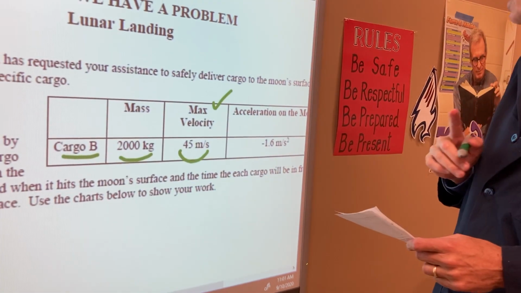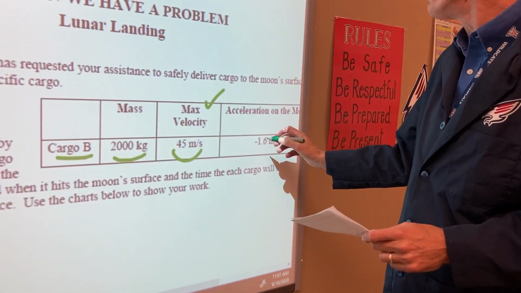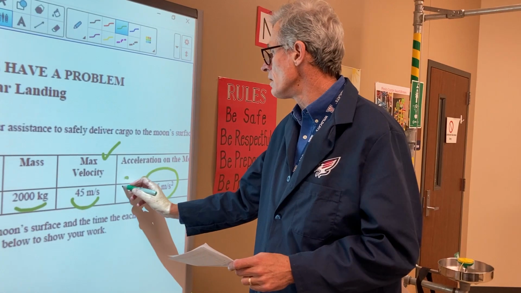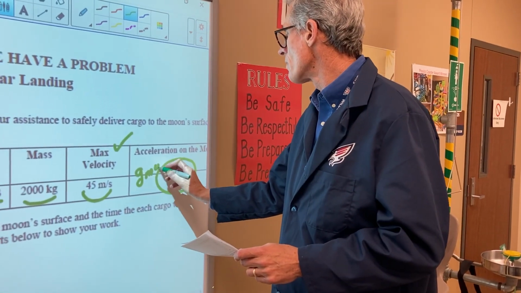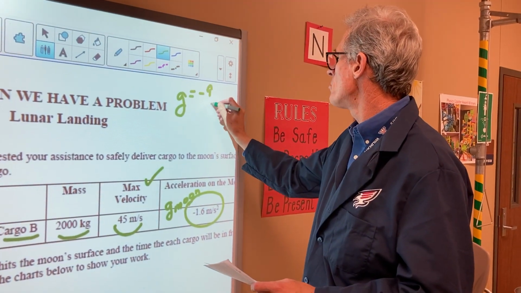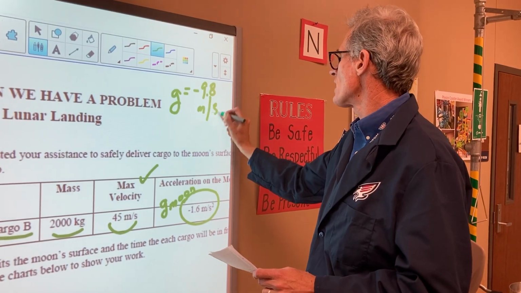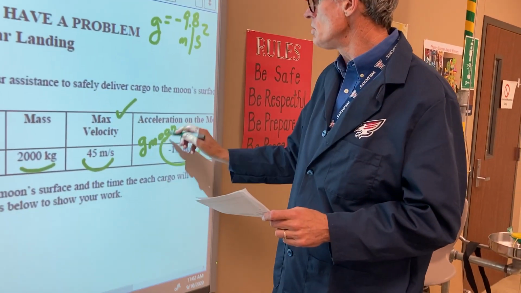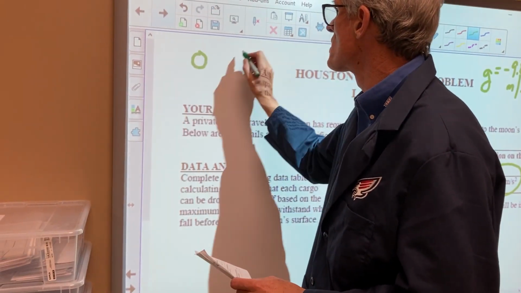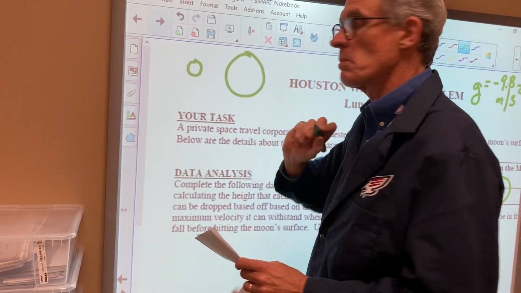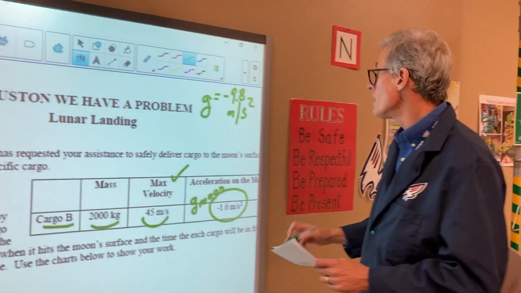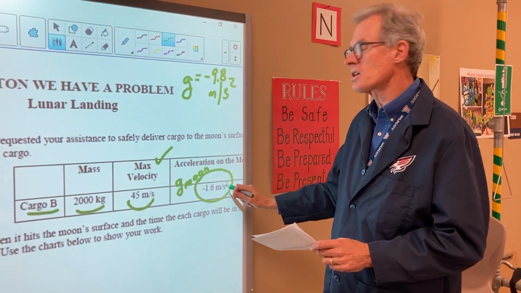Now there's one little caveat to this. The acceleration on the moon is 1.6 meters per second squared. This is g, little g, on the moon. If you remember, little g on the Earth is minus 9.8 meters per second squared. The reason the moon's g is lower than the Earth's is that the moon is about 1/6 the size of the Earth in terms of its mass, and so the moon's gravity is 1/6 of the Earth's. So g on the moon is 1.6 meters per second squared.